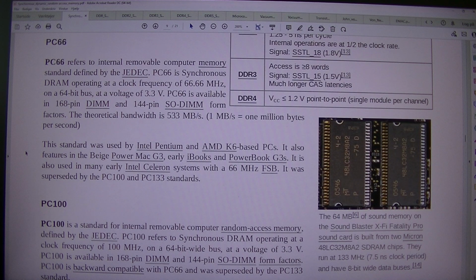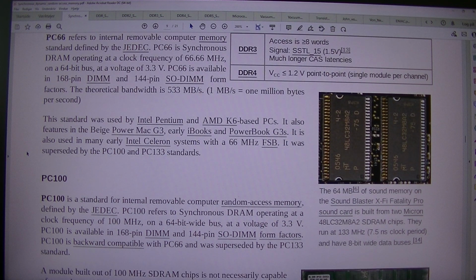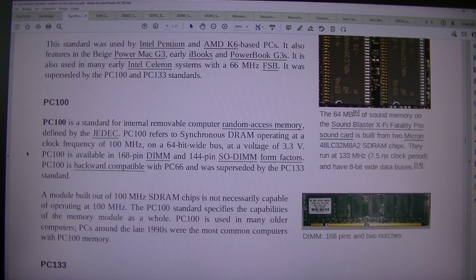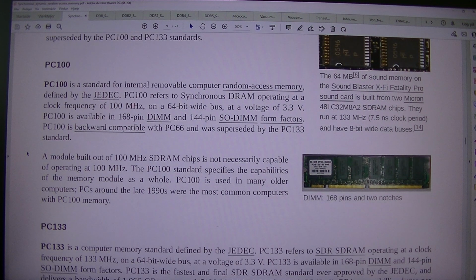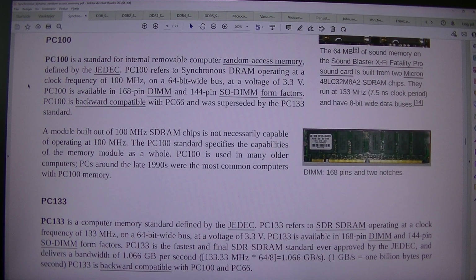PC100 DIMM, 168 pins and 2 notches. PC100 is a standard for internal removable computer random access memory defined by the JEDEC. PC100 refers to synchronous DRAM operating at a clock frequency of 100 MHz, on a 64-bit wide bus, at a voltage of 3.3V. PC100 is available in 168-pin DIMM and 144-pin SO-DIMM form factors. PC100 is backward compatible with PC66 and was superseded by the PC133 standard.